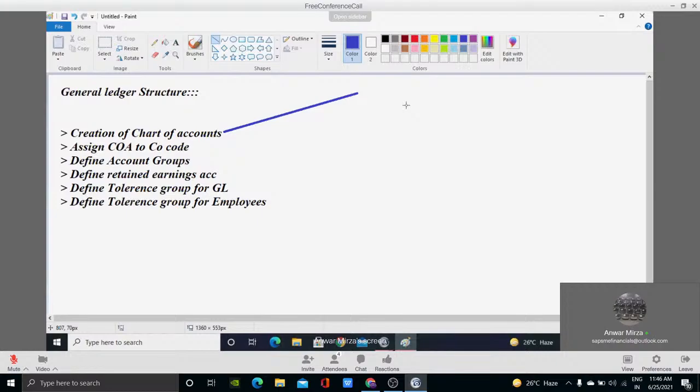So basically when you Google about chart of accounts, Google says a list of accounts is known as chart of accounts. What is this? List of accounts. Okay, that's the theoretical concept. But as far as the practical is concerned, this chart of accounts is nothing but a name which is given to a structure of accounts.